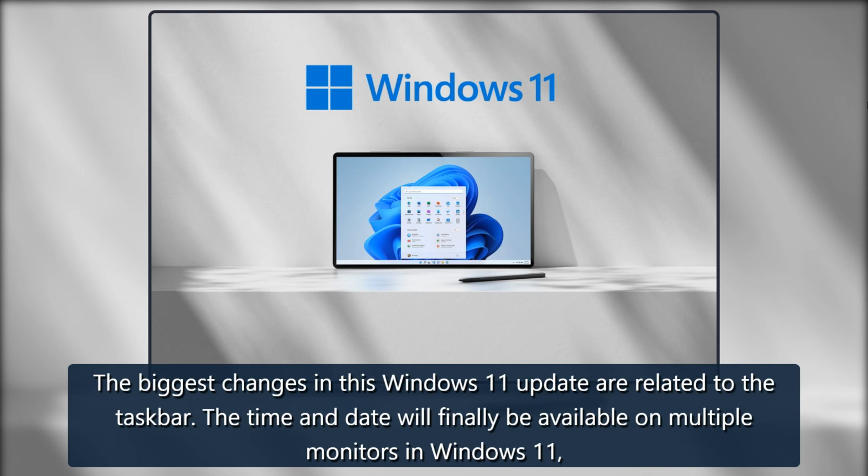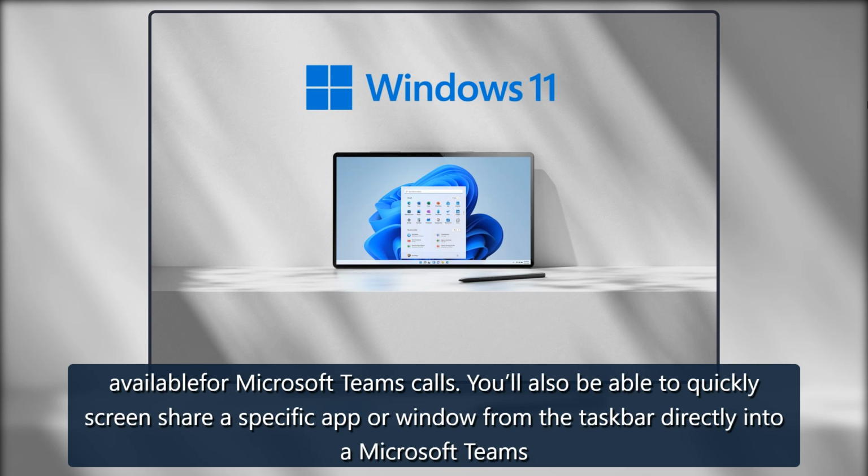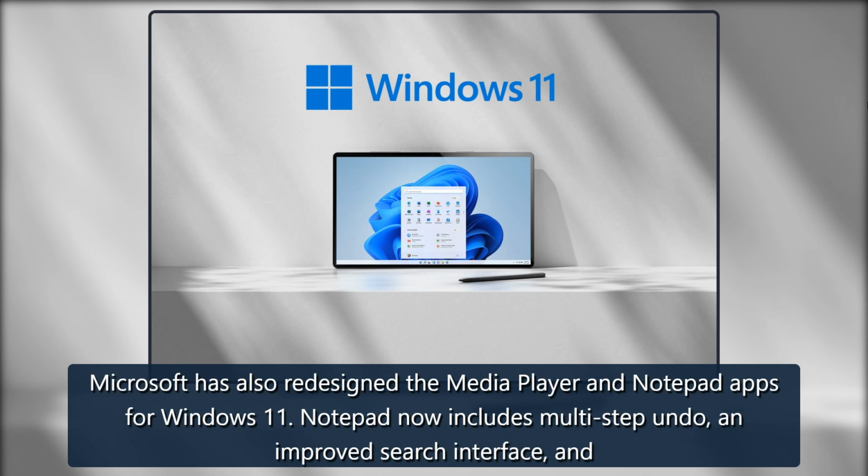The biggest changes in this Windows 11 update are related to the taskbar. The time and date will finally be available on multiple monitors in Windows 11, something that was missing at launch. The weather widget also returns to the taskbar in this update, and a new mute-unmute feature in the taskbar will be available for Microsoft Teams calls. You'll also be able to quickly screen share a specific app or window from the taskbar directly into Microsoft Teams.